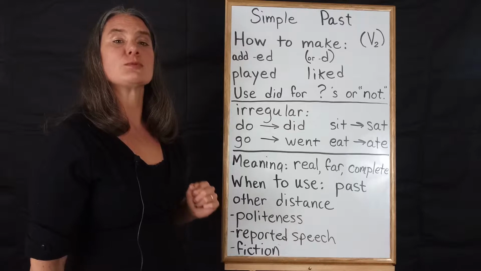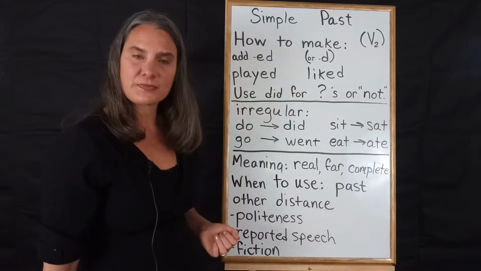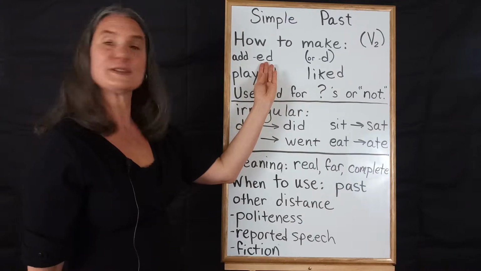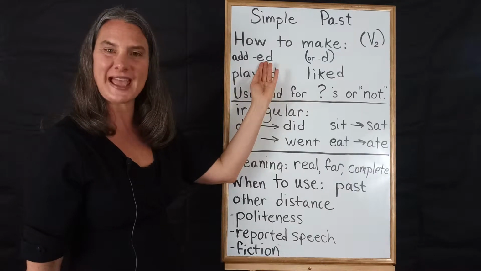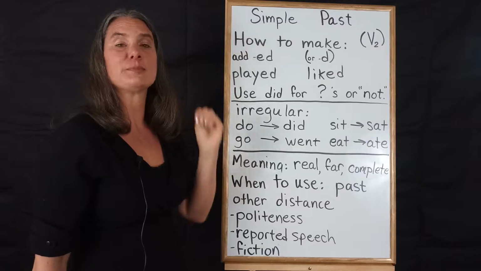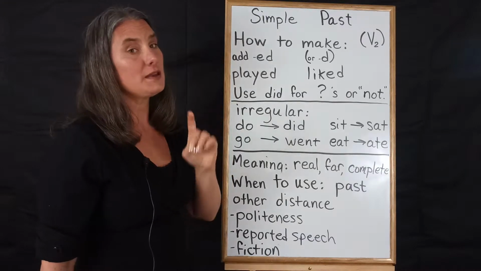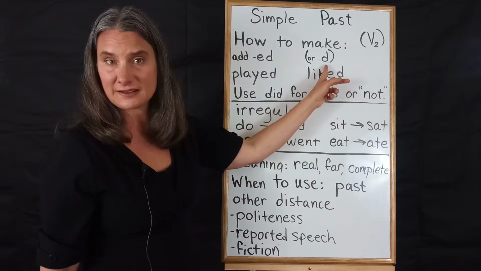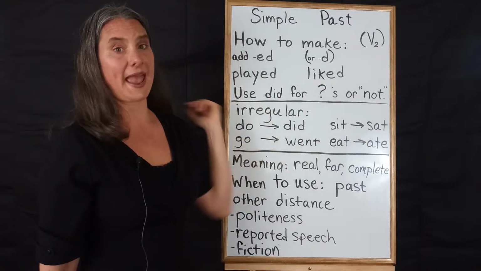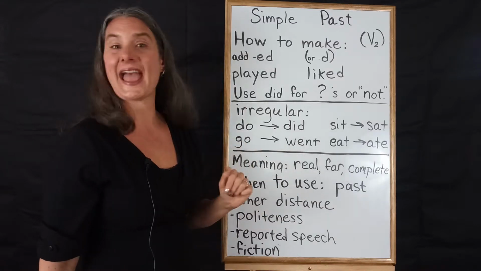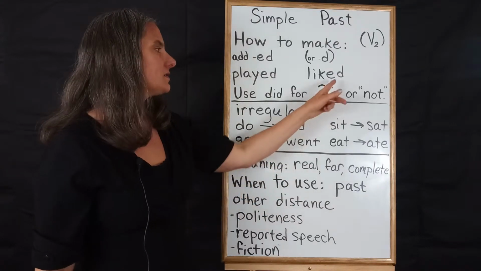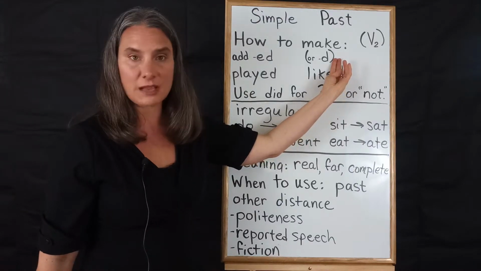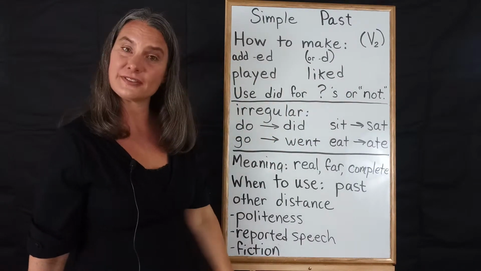If your verb is regular or normal, we add ed. So for example, if your verb is play in the present, we add ed and we have played. If your verb has an e on the end already, then you will only add the d. You don't need to add another e. So for example, if your verb is like, oh, there's already an e there, I will just add a d and I have liked.